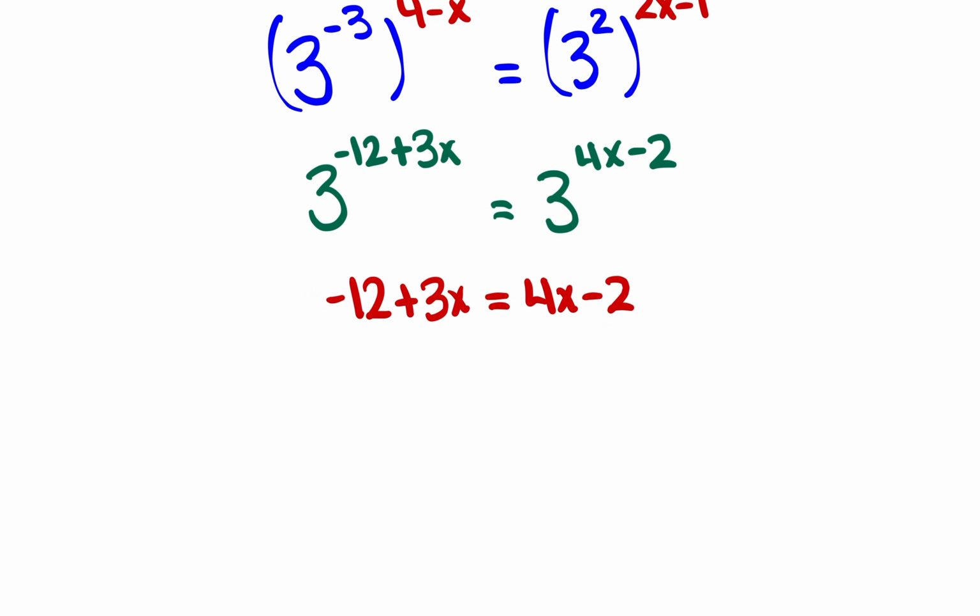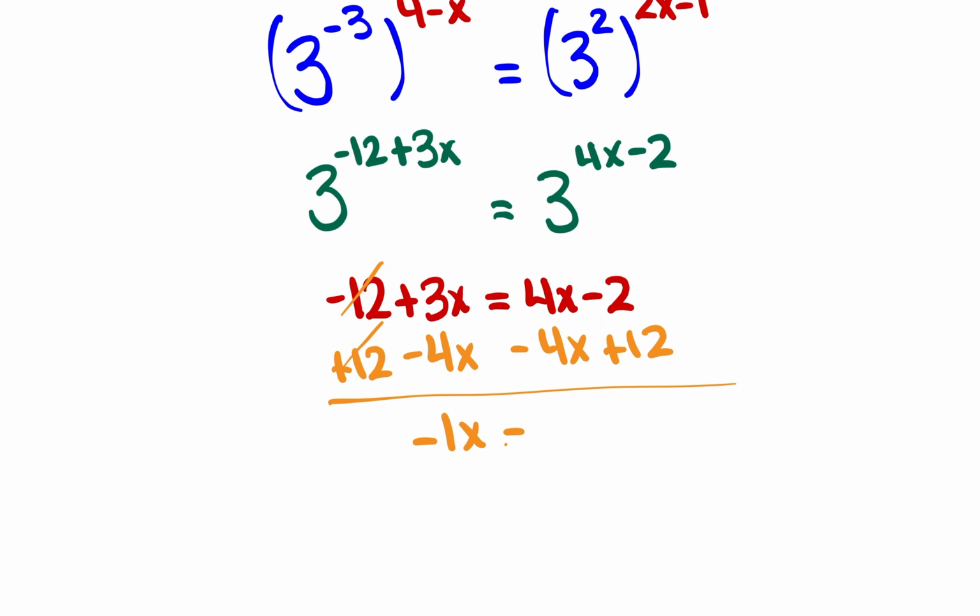We then move all the variables to the left-hand side, and we move all the constants to the right-hand side. So plus 12, plus 12. Okay, on the left-hand side, the 12s cancel out. I'm left with 3x minus 4x, which gives me negative 1x, equals, on the right-hand side, the 4x's cancel out. I'm left with negative 2 plus 12, which will give me positive 10. I will then divide both sides by negative 1, and this will leave me with a final solution of x equals negative 10.